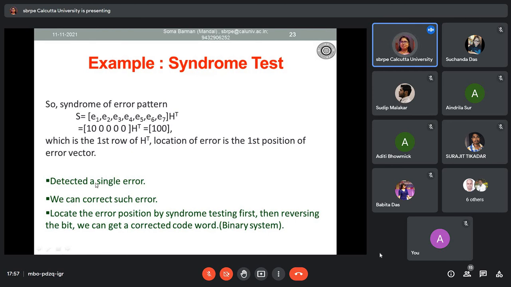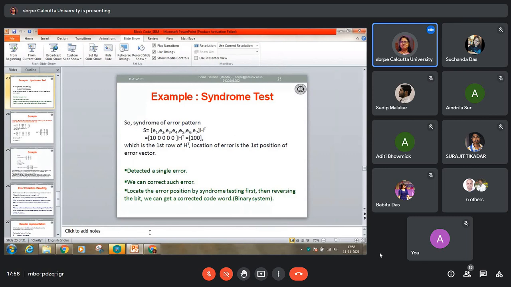So having detected a single error, you can correct it: locate the error position by syndrome testing, then reverse the bit, and we get the corrected word, as the system is a binary system. Up to this point, is it clear to you? Yes, ma'am. Yes, ma'am.